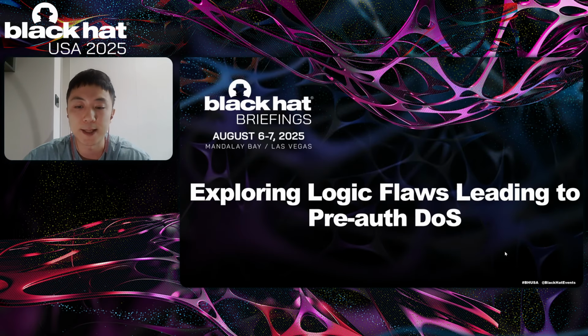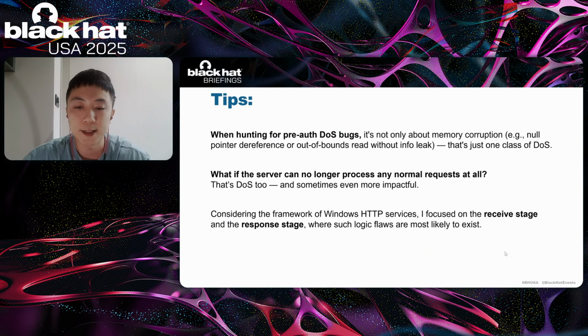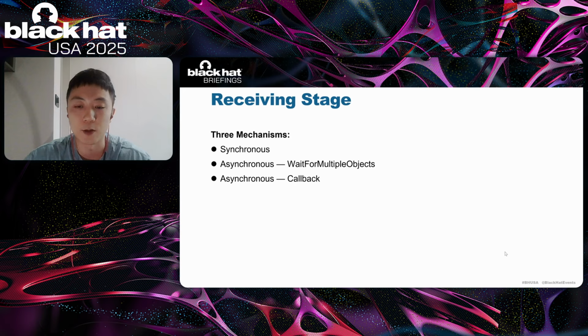Now that we understand the HTTP service framework, I will share some logic-based DOS vulnerabilities caused by incorrect use of HTTP APIs. For DOS type vulnerabilities, crashes caused by memory corruption are not the only concern. For an HTTP service, if the server stops handling normal client requests, that's also a form of DOS and a high impact. First, I focus on the receiving stage of HTTP services.